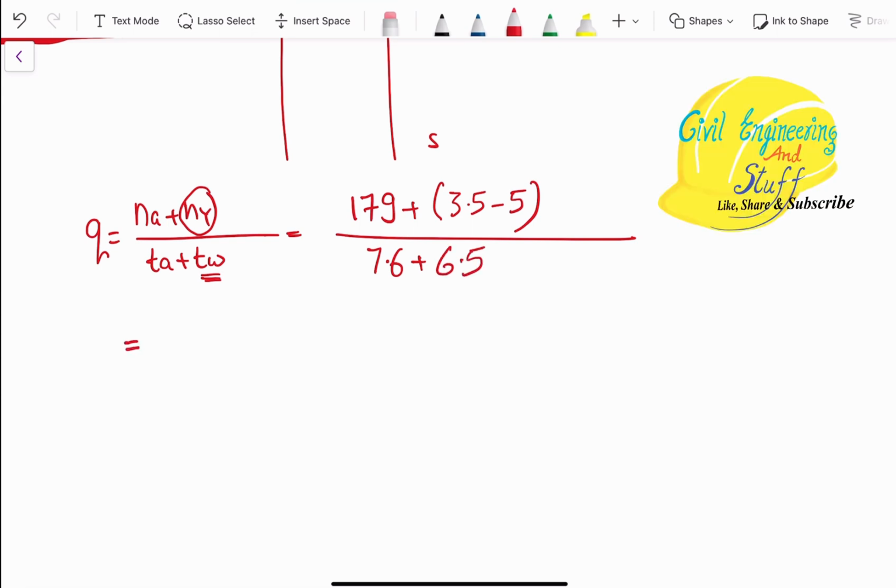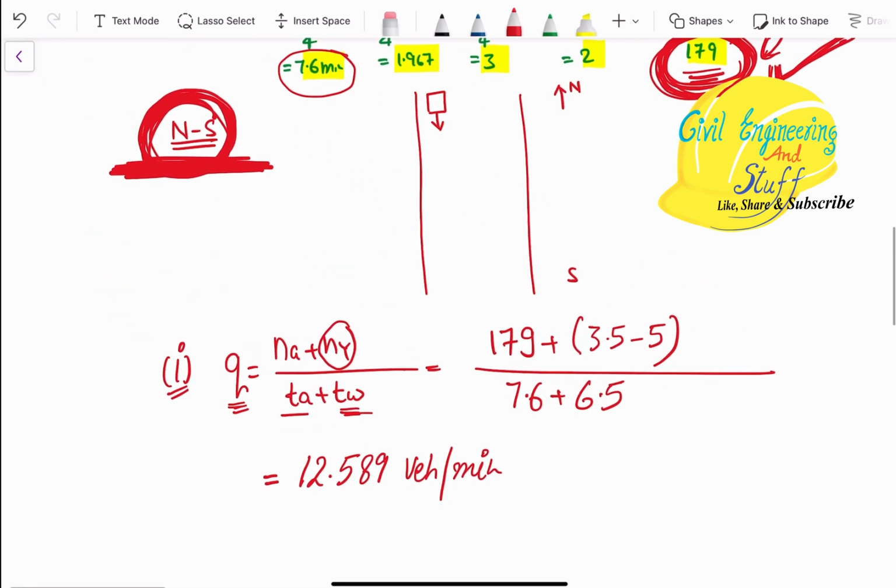So all we have to do is just solve it, and upon solving it, we will get the value 12.589. What is the unit? Since it is traffic volume, the unit of traffic volume is vehicles per unit time. Since these are in minutes, it will be vehicles per minute. So this is the first part of the question that we have found out: the average traffic volume in the direction of stream.